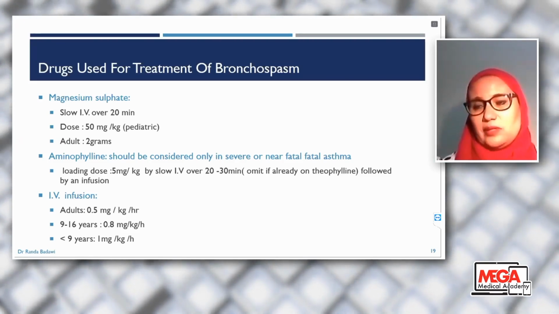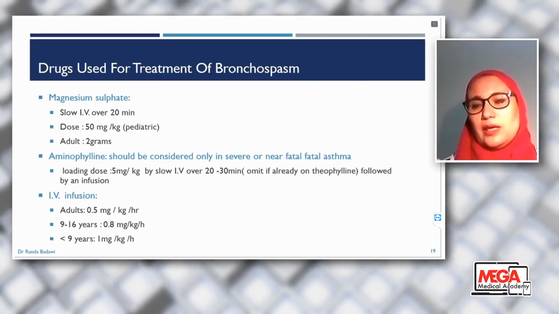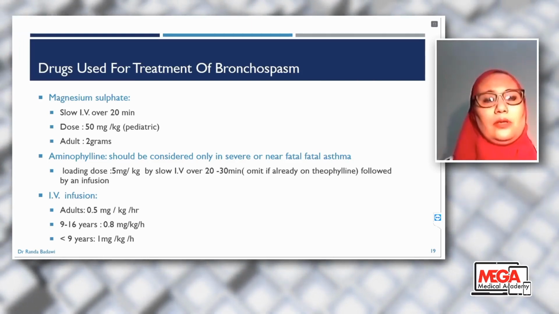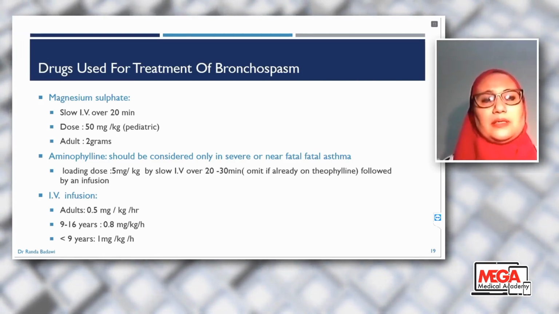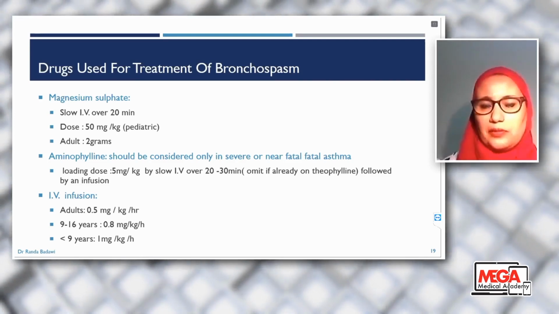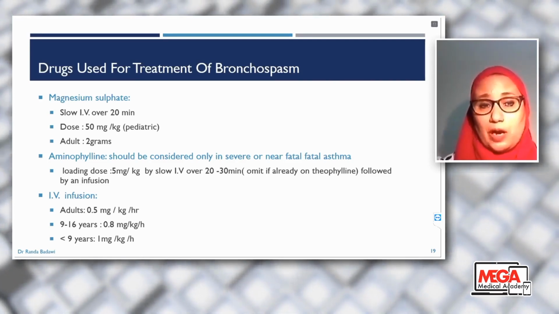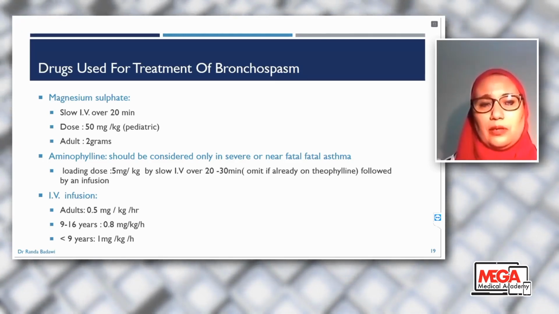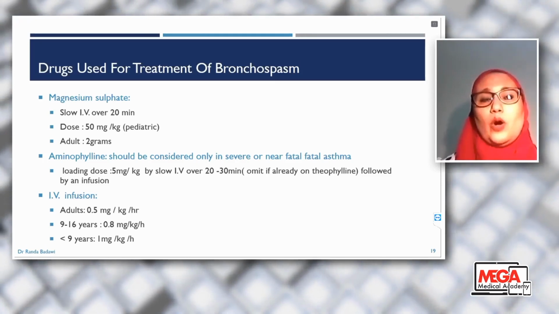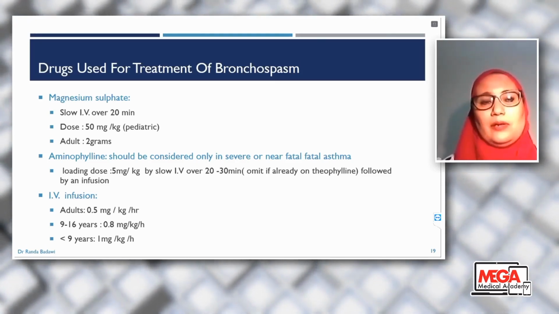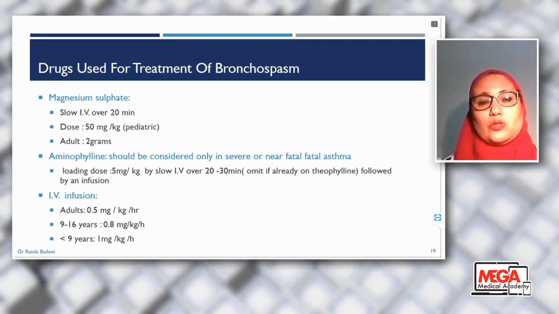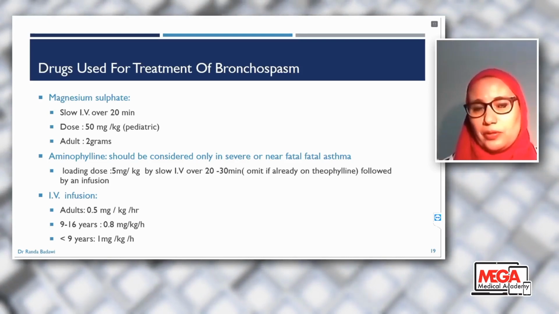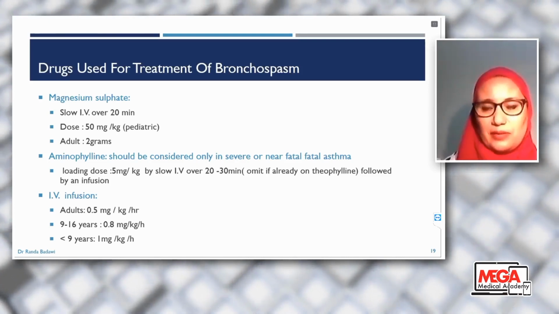You should omit giving a bolus loading dose if the patient is already on theophylline treatment. Then we give an intravenous infusion. For an adult, the dose is 5 milligrams per kg per hour. For a child 9 to 16 years old, the dose is 0.8 milligram per kg per hour. Less than 9 years, the dose is 1 milligram per kg per hour. Take care, the dose increases with decrease in age.